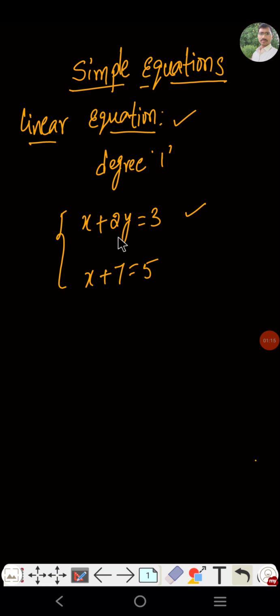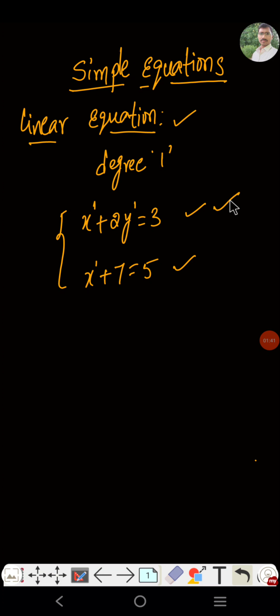x and y. What is the power of x here? 1. What is the power of y here? 1. That means the highest power is 1 only. So that's why it is called a linear equation. Coming to the second example, here only a single variable is there, that variable is x. What is the power of x here? 1. So the degree of this equation is also 1 only. That means this is also called a linear equation.